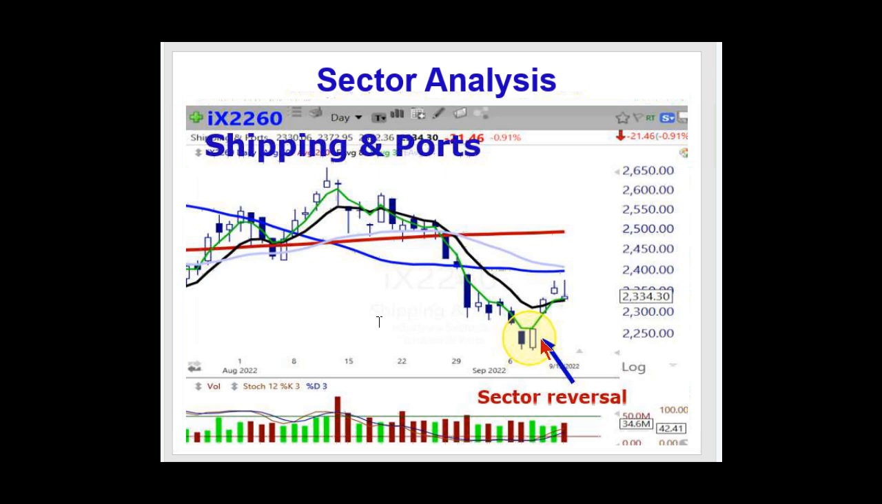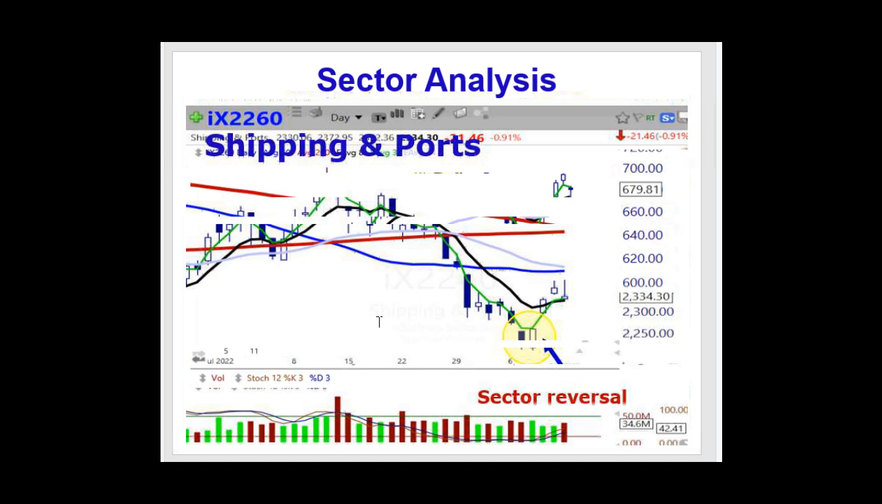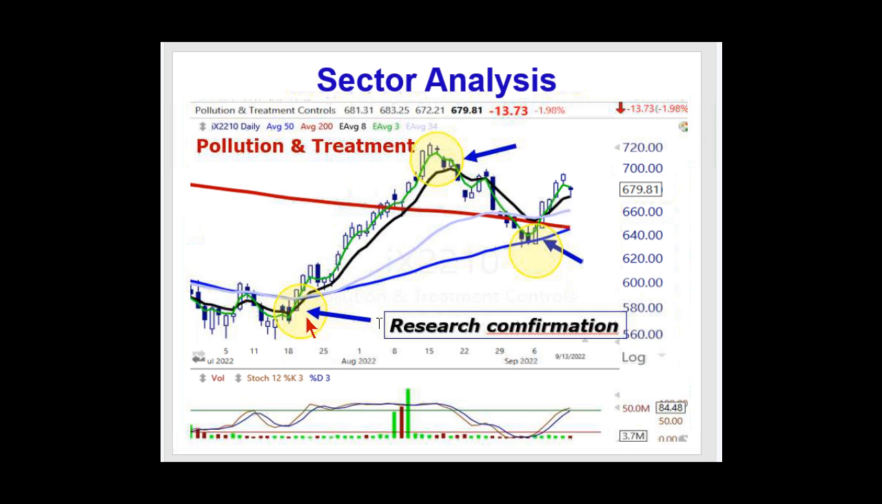So if the market is flat or up slightly or even down slightly, and we can see there's strong buying in the shipping and ports, what's the logic from there? We go to the individual stocks in that sector and see which ones are producing signals. So we can use the sector charts to tell us, whoops, there's some interest coming into the pollution stocks. Let's go find the best ones.